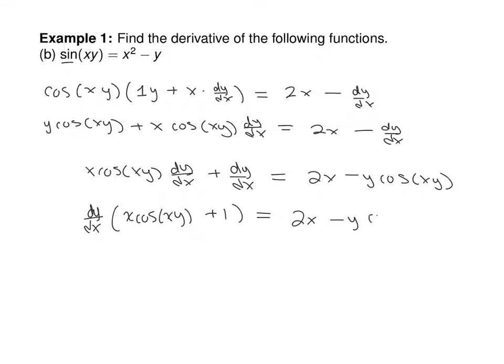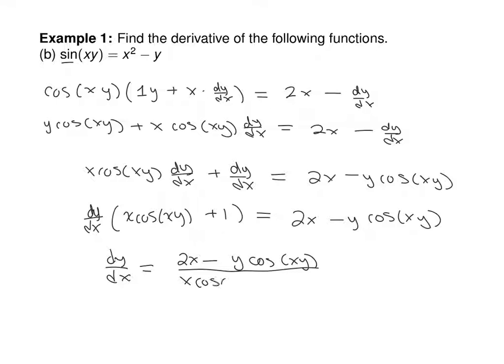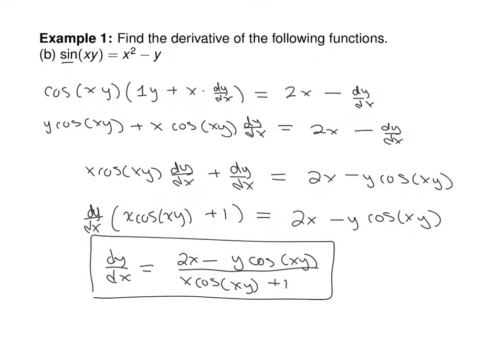It's not a favorite part. Okay, and your final answer is dy dx equals 2x minus y cosine of xy over x cosine xy plus 1. There you go. Woo!